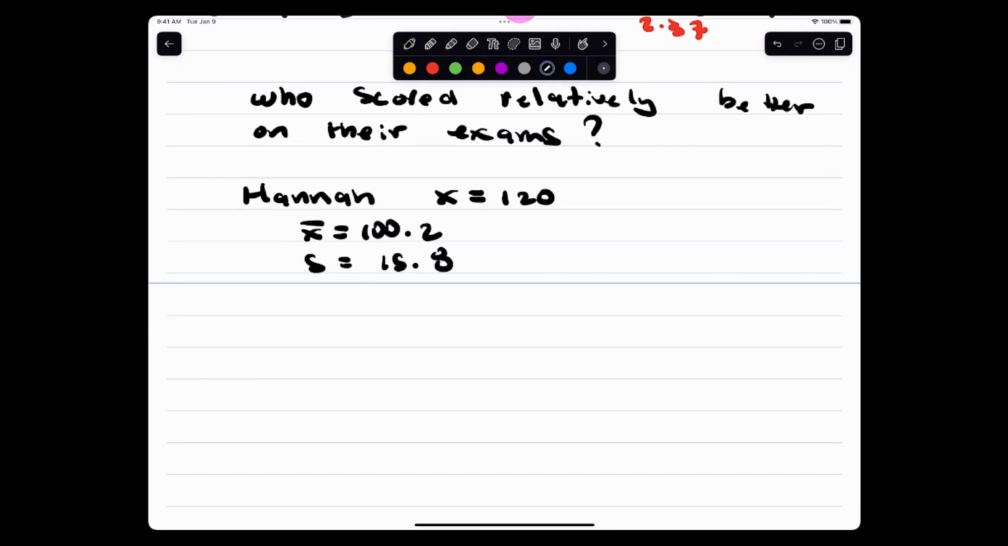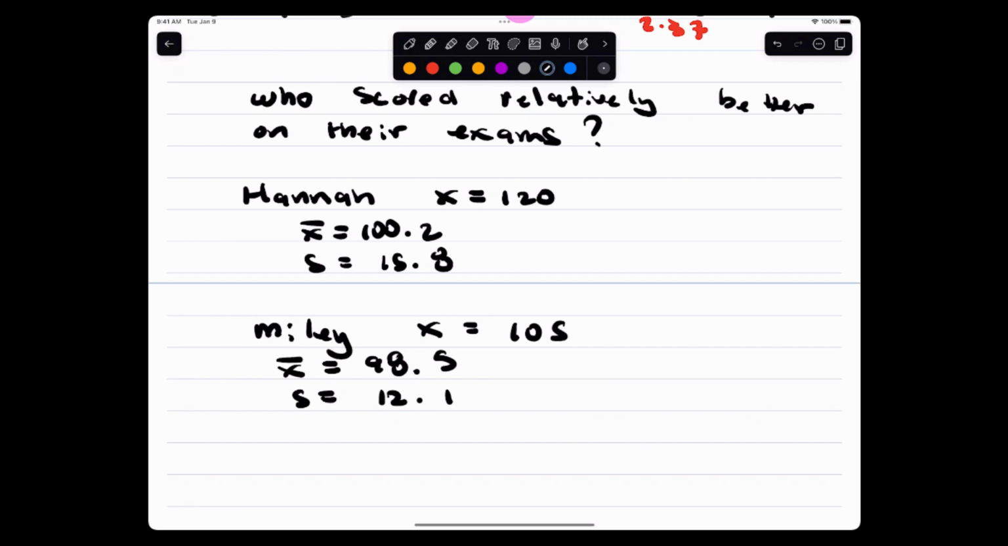And we have another test. Hannah and who? What's the other one? Miley Cyrus. She took another test. The mean is 98.5, standard deviation is 12.1, and her test score was 105.